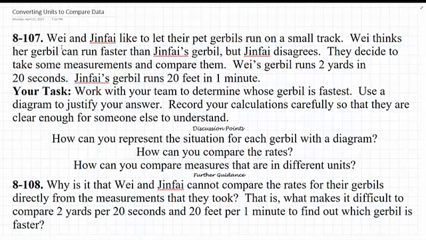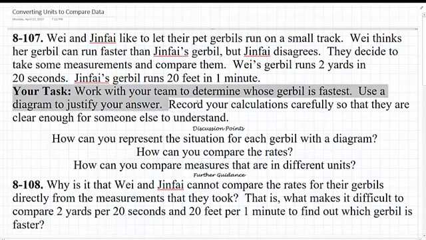So we have the two buddies. We call them W and J in class. They have pet gerbils. Okay, so they like to let their pet gerbils walk on a small track. W thinks her gerbil can run faster than J's gerbil, but J disagrees. They decide to take some measurements and compare them. W's gerbil runs 2 yards in 20 seconds. J's gerbil runs 20 feet in 1 minute.